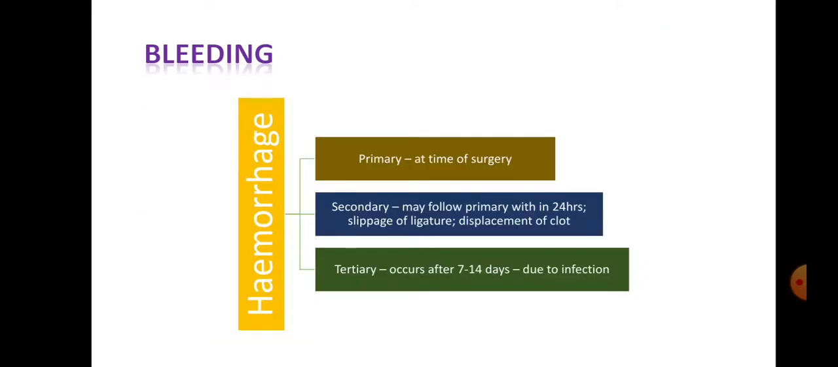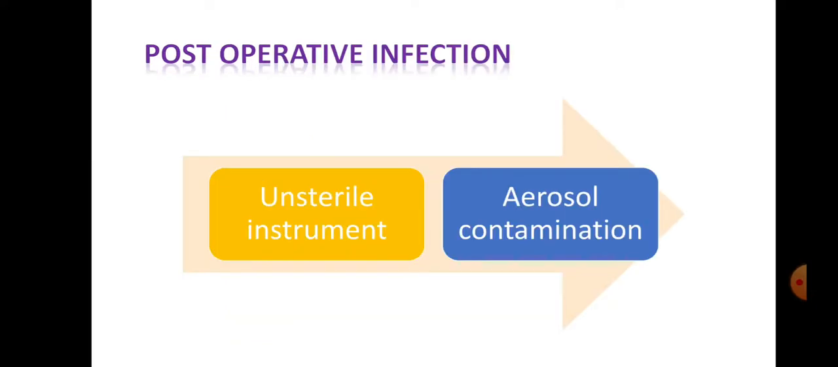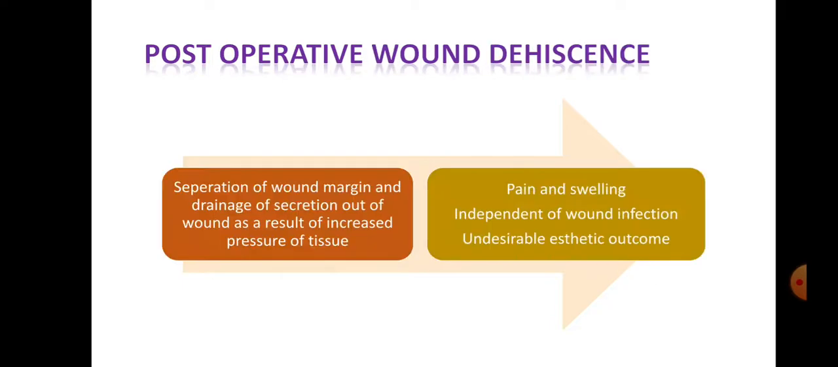What are the three types of bleeding? Primary bleeding, secondary bleeding and tertiary bleeding. Primary bleeding is at the time of surgery. Secondary bleeding may follow the primary bleeding within 24 hours and tertiary bleeding occurs after 7 to 14 days. So what are all the reasons for postoperative infection? Unsterile instruments and aerosol contamination.